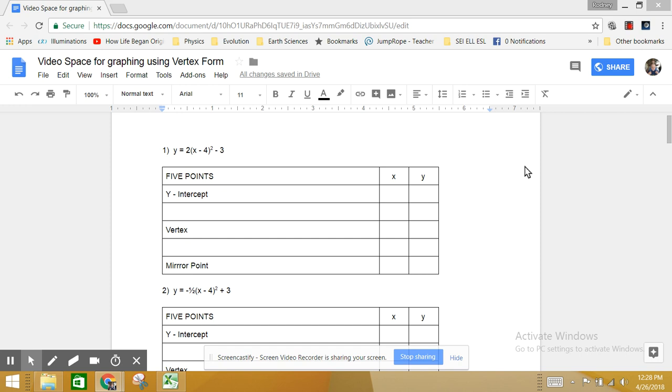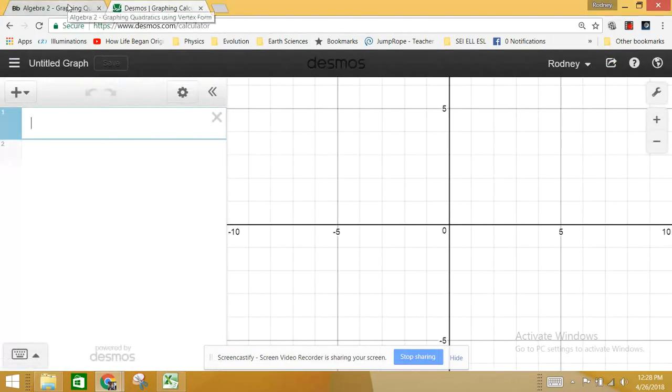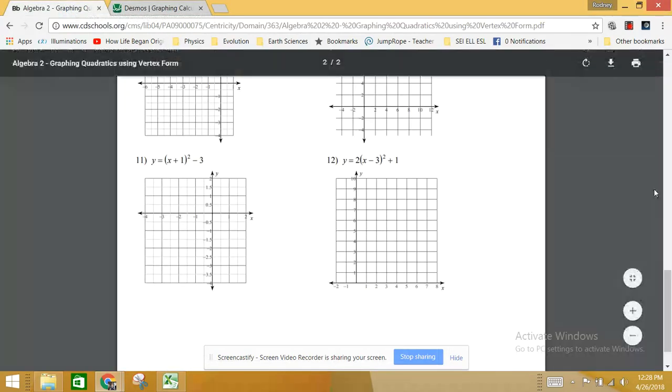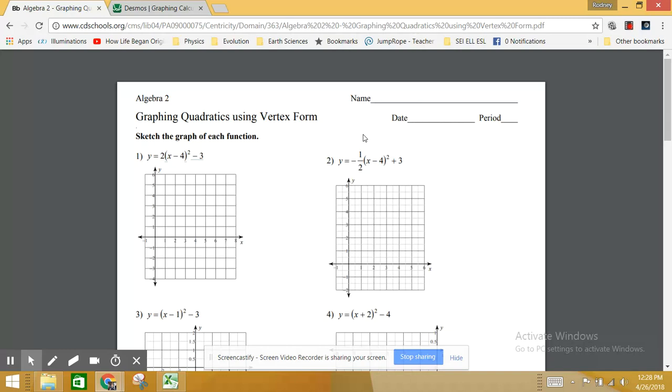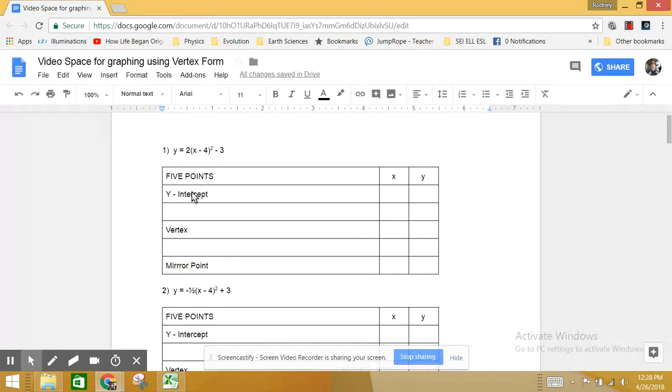Hi, I'm going to do a video or two on how to graph things if they are in the vertex form. This is going to be using the homework that I assigned to my A block class, where you have things put into the vertex form and you have to graph them. So I'll do a few of these and we'll see how it goes. Okay, we're going to start with the first one.